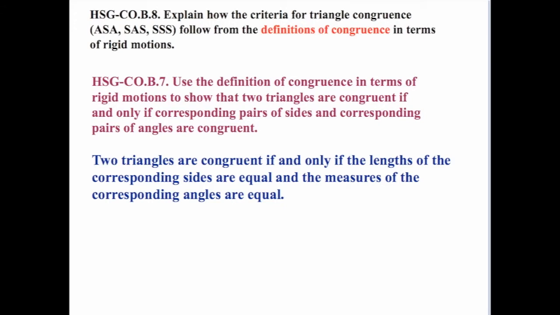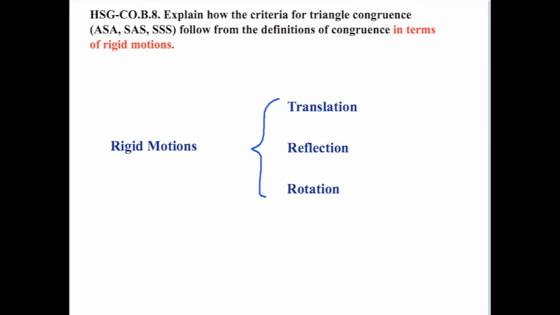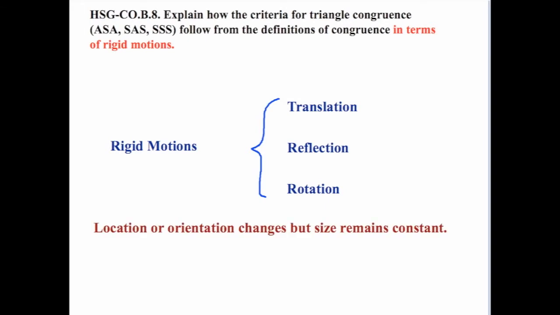Congruence would be defined as two triangles being congruent if and only if the lengths of the corresponding sides are equal and the measures of the corresponding angles are equal. So we have to meet all those conditions. Let's make sure that we all have the same understanding in terms of rigid motions. Rigid motions include translations, which are just slides, then reflections and rotations. Note that the location or the orientation can change, but the size is always going to remain constant.